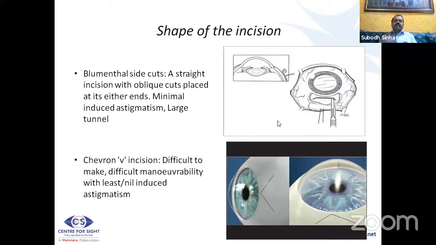The other incisions, one is the Blumenthal side cut incision. Here you are making a straight incision and then making two side cuts, radial side cuts. This will help in the creation of side pockets. Chevron V incision is a V-shaped incision, which is difficult to make, and the maneuverability of the different steps becomes more difficult, but it has least or nil astigmatism.